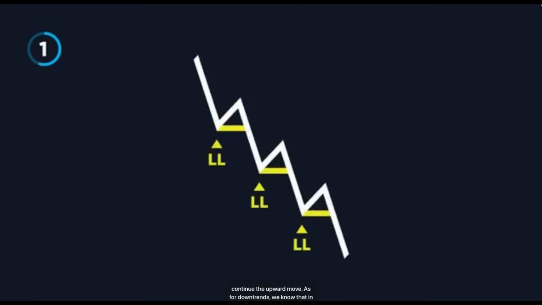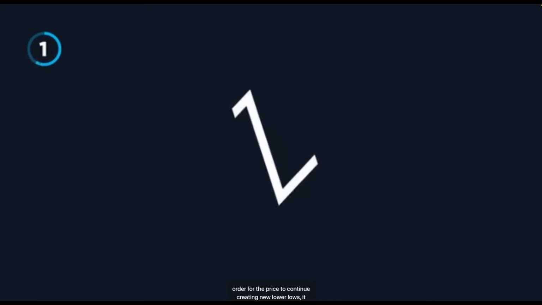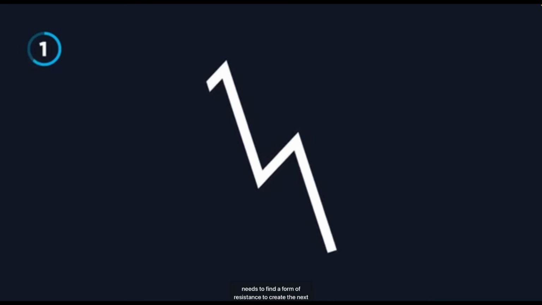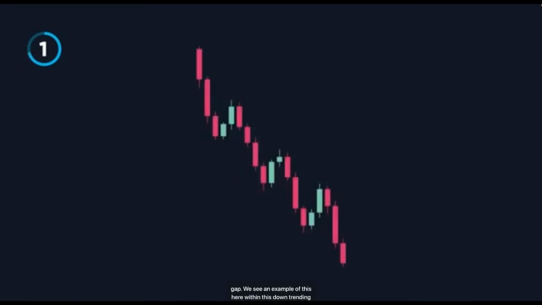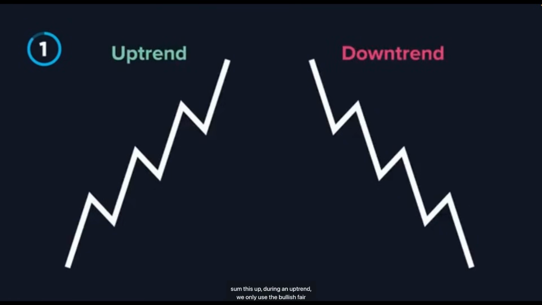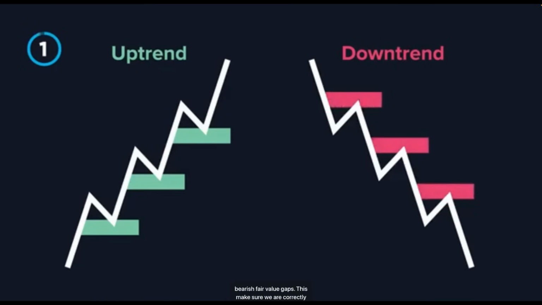As for downtrends, we know that in order for the price to continue creating new lower lows, it needs to find a form of resistance to create the next leg down. And this is when we would use a bearish fair value gap. We can see an example of this here within this downtrending structure. Every time a new lower low formed, it then retraced back up and into a bearish fair value gap, where it then saw resistance before continuing the move down. So to sum this up, during an uptrend, we only use the bullish fair value gaps that form, and during a downtrend, we only use the bearish fair value gaps. This makes sure we are correctly following the order flow of the chart.